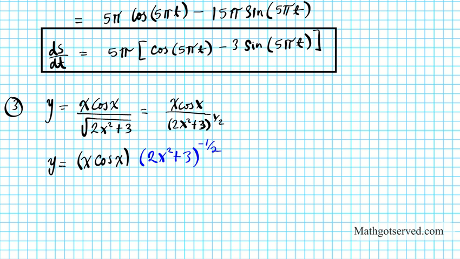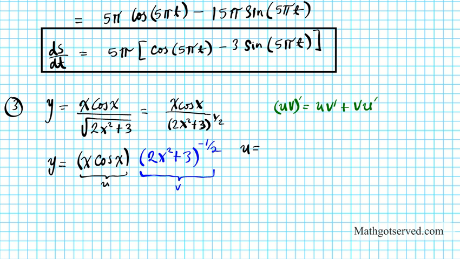So what is the product rule? The product rule is (uv) prime equals u times v prime plus v times u prime. So what I'm going to do is find u prime and v prime, noting that this first function is my u, and this second function, the radical function, is my v.